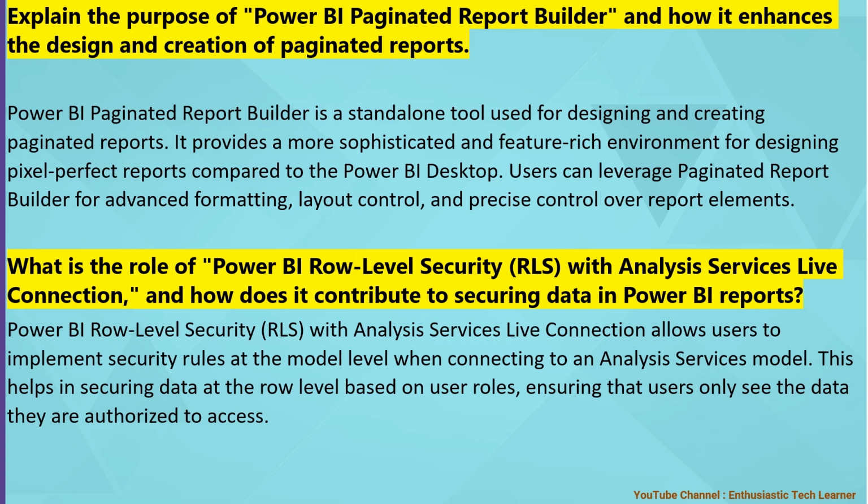What is the role of Power BI Row-Level Security, RLS, with Analysis Services Live Connection, and how does it contribute to securing data in Power BI reports? Power BI Row-Level Security, RLS, with Analysis Services Live Connection allows users to implement security rules at the model level when connecting to an analysis services model. This helps in securing data at the row level based on user roles, ensuring that users only see the data they are authorized to access.